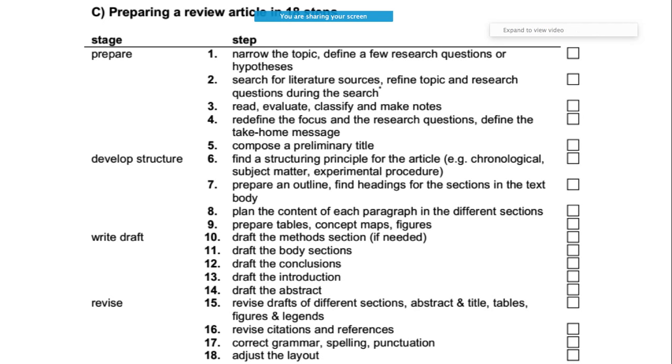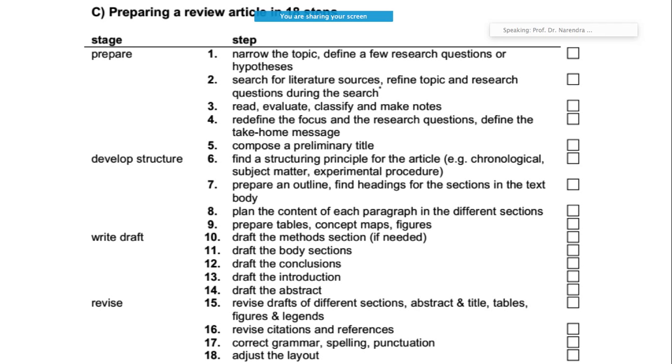So now, this is literally a single slide summary of the whole talk. It contains the stages, the steps you are trying to use, and you can even put a tick mark. Initially you have to think about a topic, then you have to prepare your review article. You need to narrow down the topics, search for the literature sources, read, evaluate, classify. You must be able to make notes and really find the focus. And finally, compose a preliminary title.